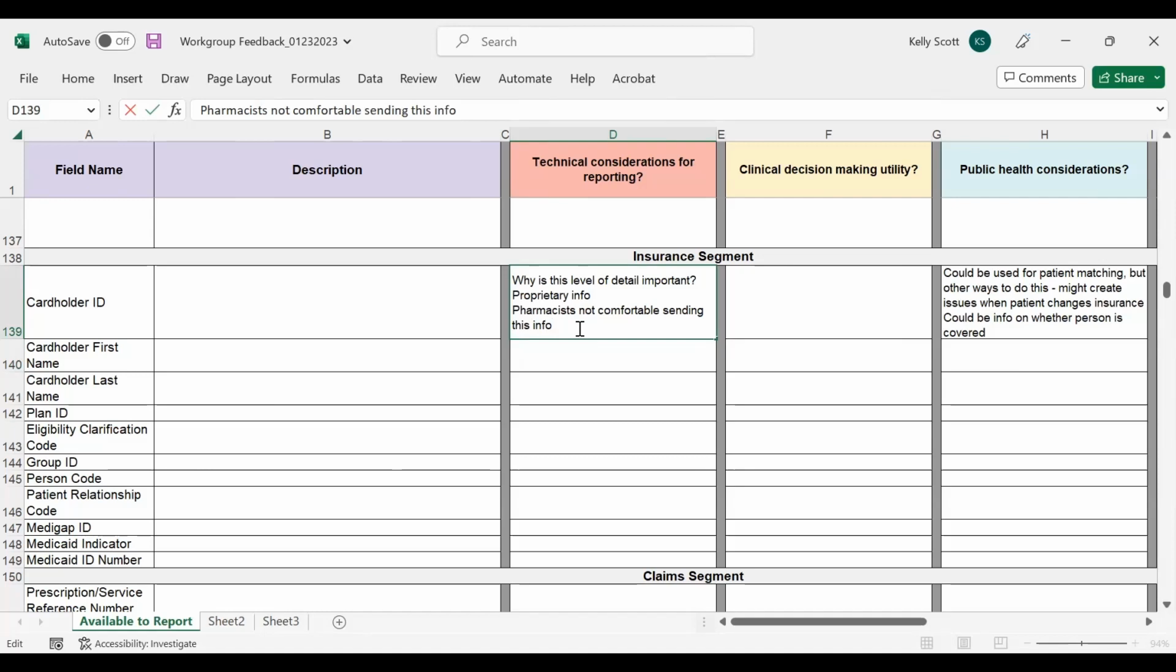of that information is relevant or included, like you may or may not have a group number. You may or may not have a plan number. Eligibility clarification code, yeah. Medigap ID, Medicaid indicator, those types of things are just used in adjudication for the most part. Yep, and those last three aren't even used probably.